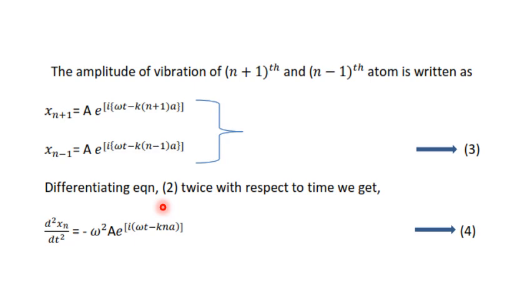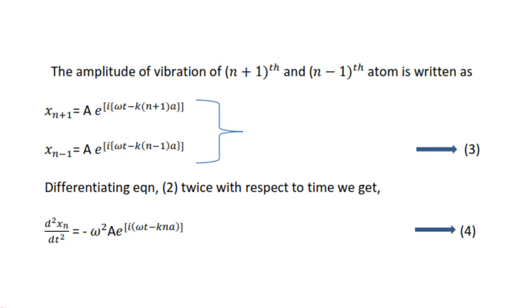i square is nothing but minus 1. Therefore this equation is d square xn by dt square, that is equal to minus omega square a e power i omega t minus kna. Do you understand how it comes?